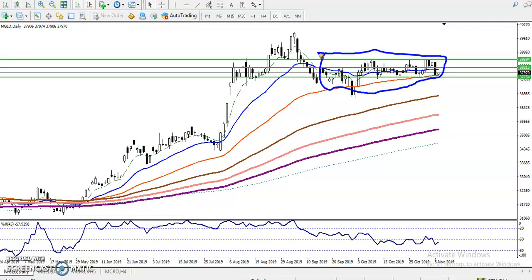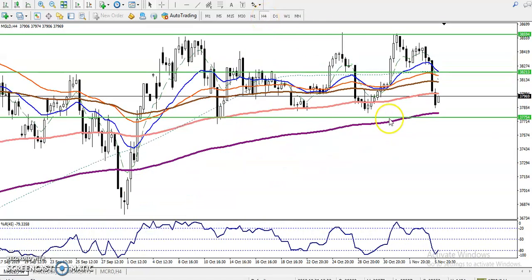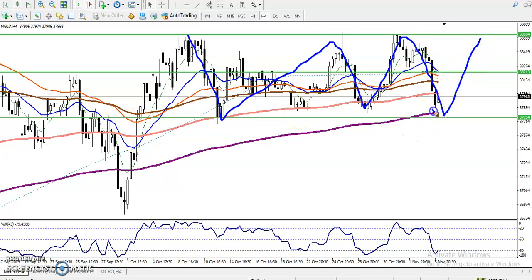So now the question is how to trade in a choppy market, right? Let's check how it looks on the 4 hour chart. Same thing, and right now price is running here. Here we have seen price running like that, and the 200 exponential moving average is forming as a support for the buy entry, you can see.